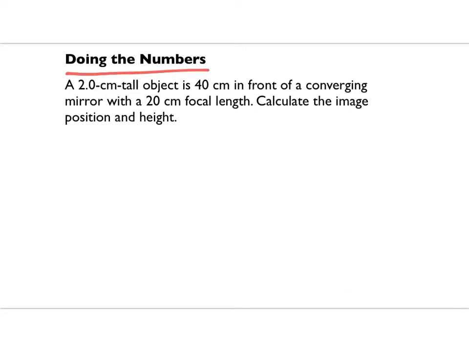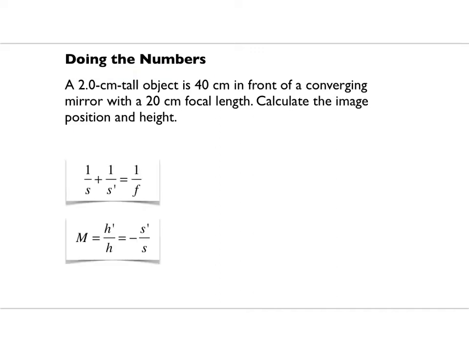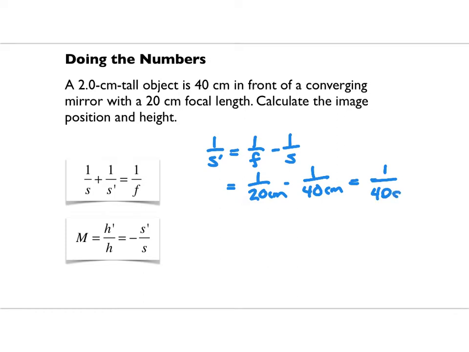Same story: a 2 centimeter tall object, 40 centimeters in front of a converging mirror with a 20 centimeter focal length. Calculate the image position and height. We'll do that using our basic relationships. We're going to start with the first one. I'm looking for the image position, so I'm looking for 1 over s prime. 1 over s prime is equal to 1 over f minus 1 over s. That's 1 over 20 centimeters minus 1 over 40 centimeters. I use my fraction foo to calculate that, and I get positive 1 over 40 centimeters is 1 over s prime. So s prime is equal to 40 centimeters.